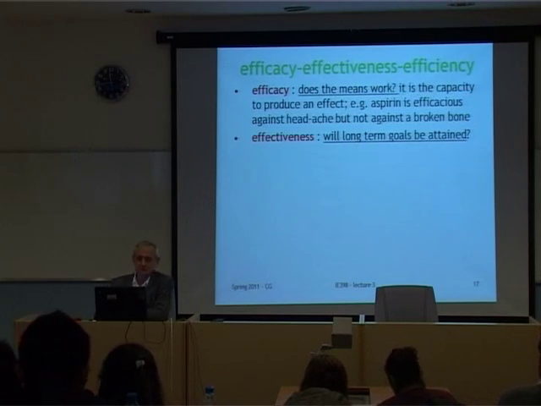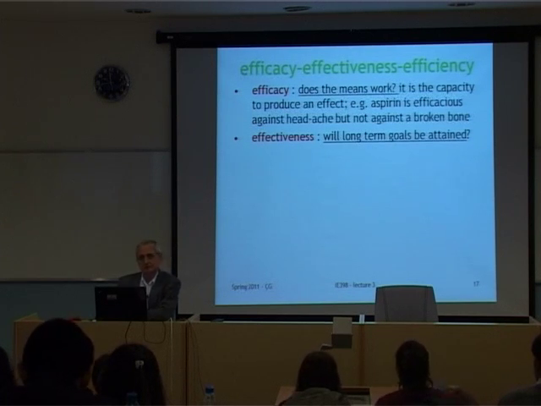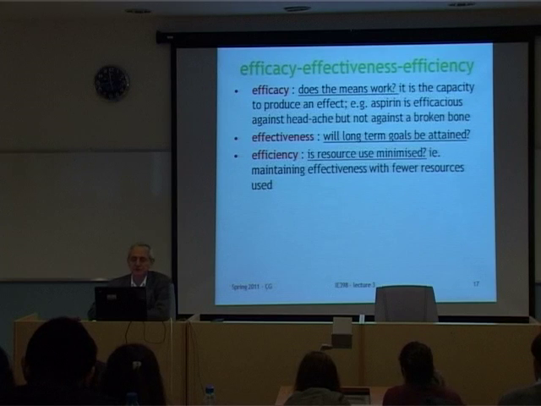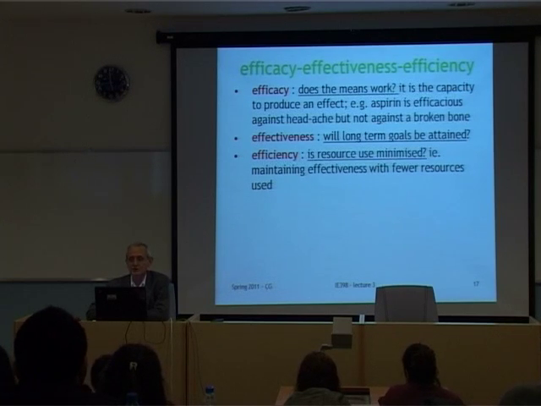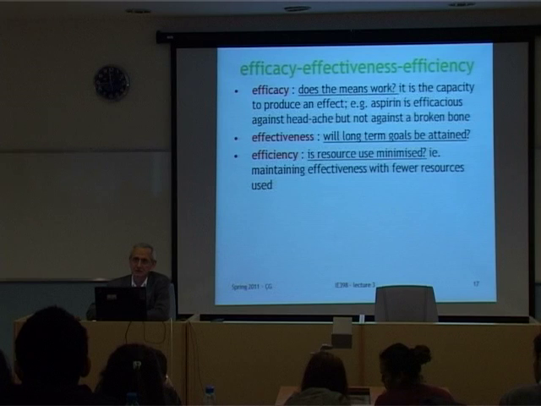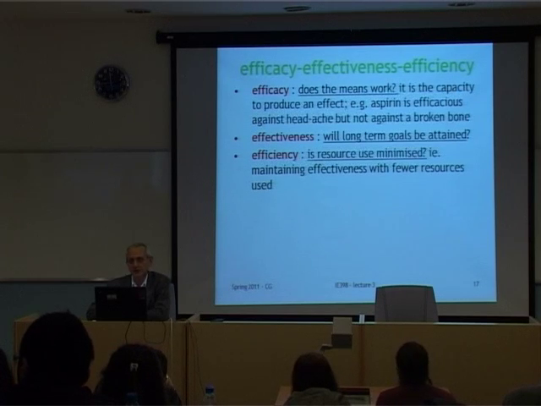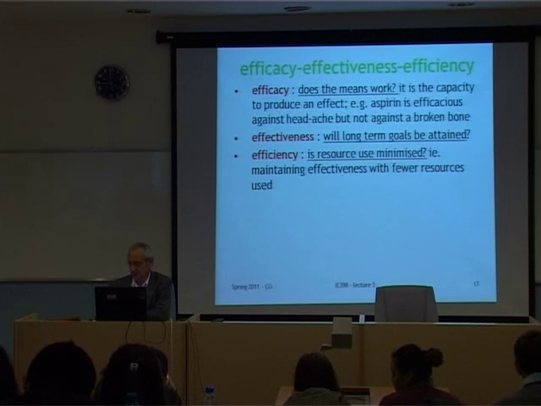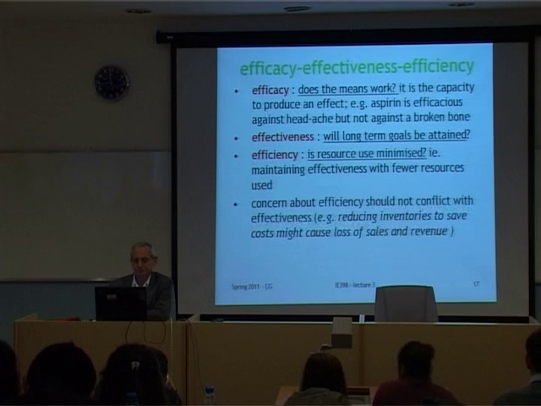Effectiveness answers the question, will long-term goals be attained? And we have discussed this. And efficiency answers the question, is resource use minimized? That is maintaining effectiveness with fewer resources used. So you see, efficiency and effectiveness are related. Efficiency is about maintaining or achieving effectiveness with fewer resources, at minimum cost, in other words, at minimum resource usage. Concern about efficiency should not conflict with effectiveness.